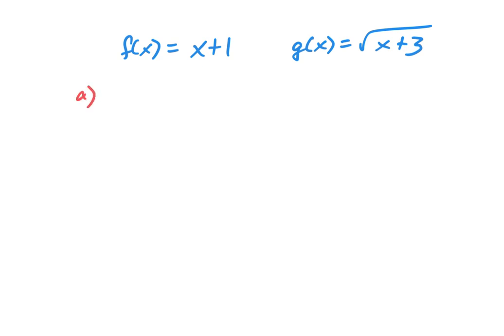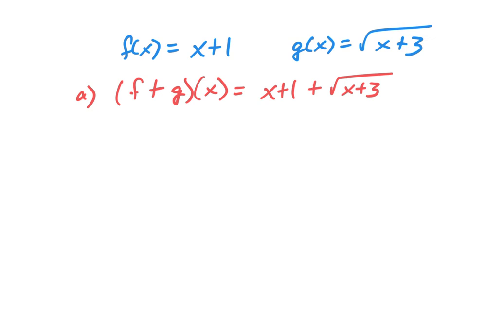So for part A, the first one we're going to do, f plus g of x. Okay, now this one's going to look kind of weird because if I'm going to add these 2 functions together, I'm going to take the f function, which is x plus 1, and I'm going to add it to the g function, which is the square root of x plus 3. So as we look to simplify this and see if there's anything we can do to make this a little bit simpler, can I combine my x's together?